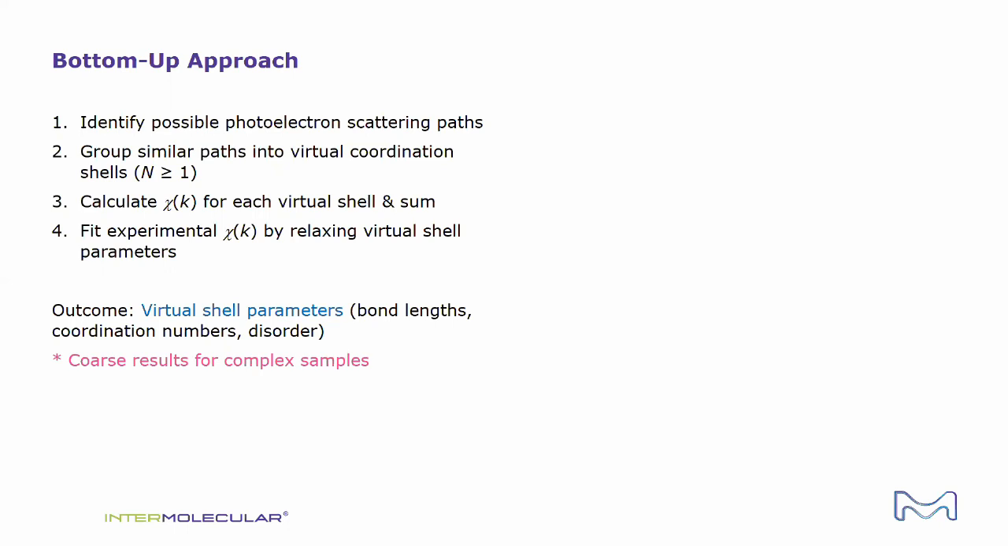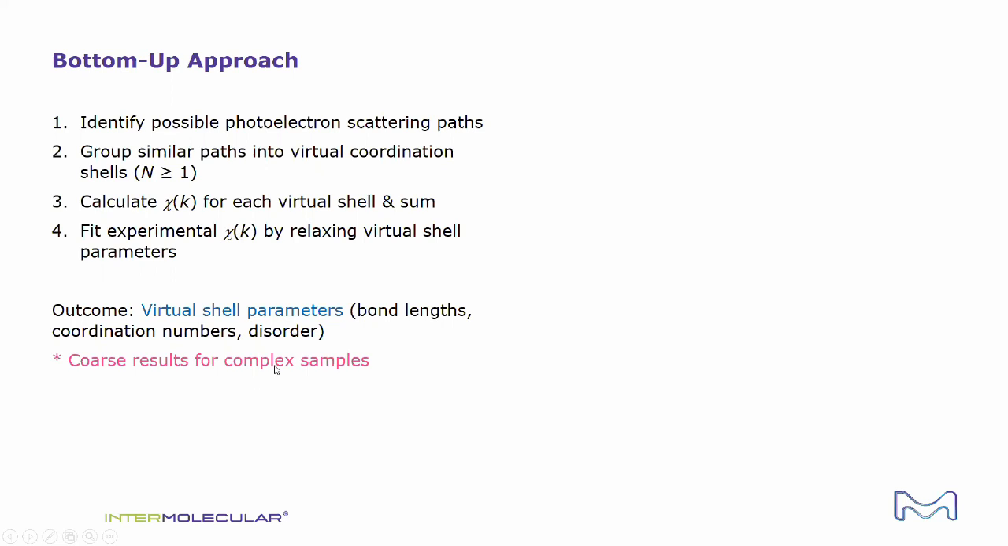But oftentimes we're also just grouping similar paths, not identical paths, but just similar paths together, which ends up giving us a little bit of a distribution of bond lengths. And then that virtual path, or that virtual shell, we'll call it, typically has a coordination number greater than 1. We'll calculate chi of k for each of those, and then we'll fit the experimental spectrum by relaxing these virtual shell parameters, and we'll end up getting bond lengths, coordination numbers, disorder, etc.